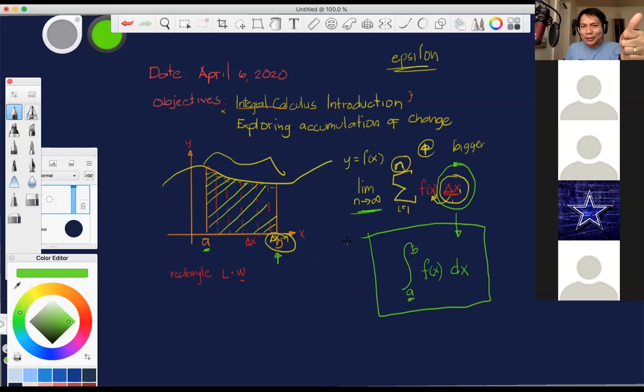Questions, clarifications with the introduction to integral calculus? No questions so far? This is a lot better explained than the Con one. Con one is super vague, super big. It's big, but this one's a little bit simpler, a little bit easier to understand.